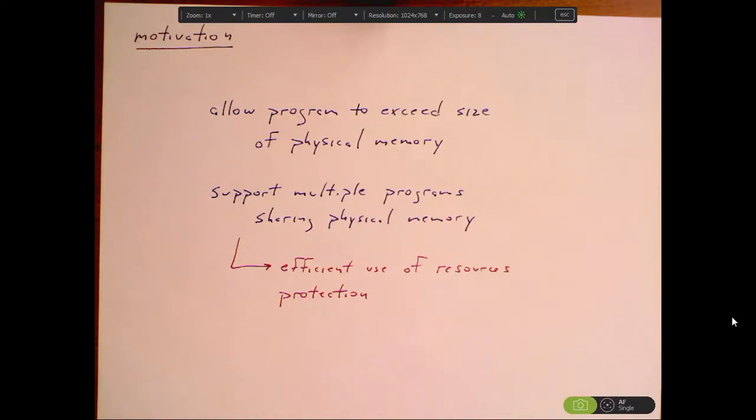So that's one goal for virtual memory: we want to be able to run programs with memory demands that are larger than what we physically have in our computer. Second goal would be to better support multiple programs running at the same time and sharing physical memory. We want to make efficient use of resources, and we want to do protection of pages, protect our parts of the program from somebody else's perhaps malicious program.